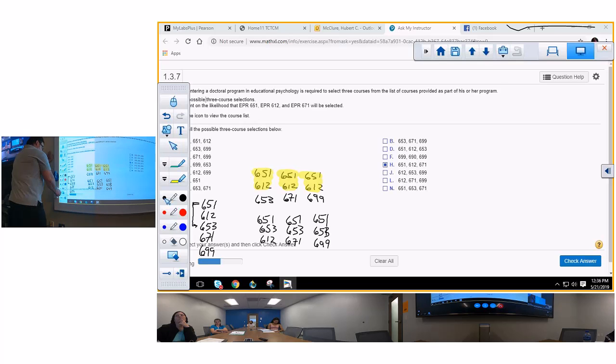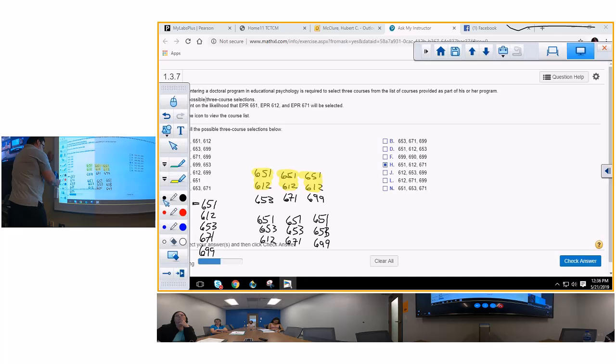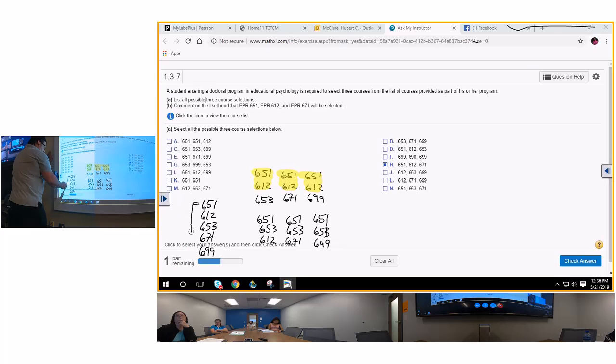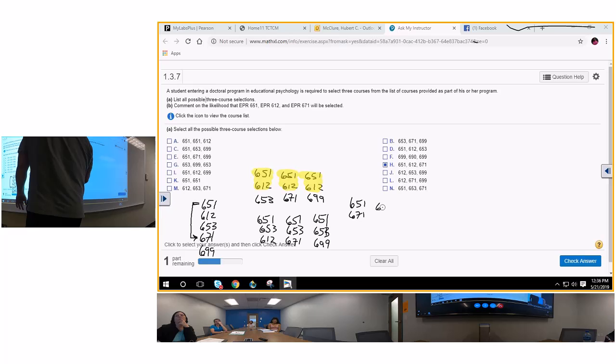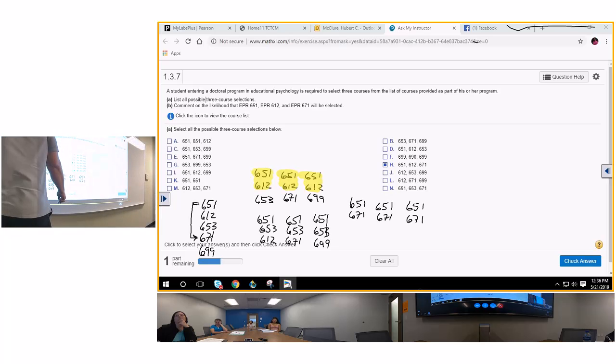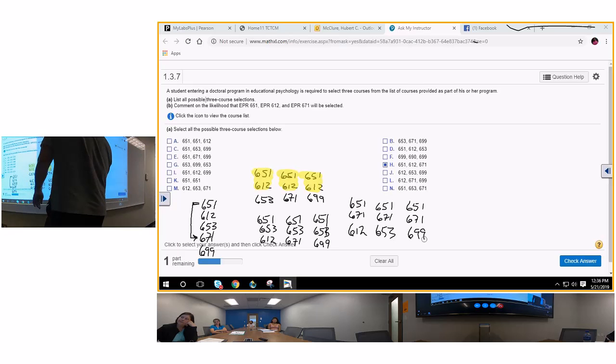Now I'm going to erase that right there. And instead of 653, what am I going to go to next? 6 what? Oh, y'all catching on. 651, 671, 651, 671, 651, 671. And then 612, 653, and 699.